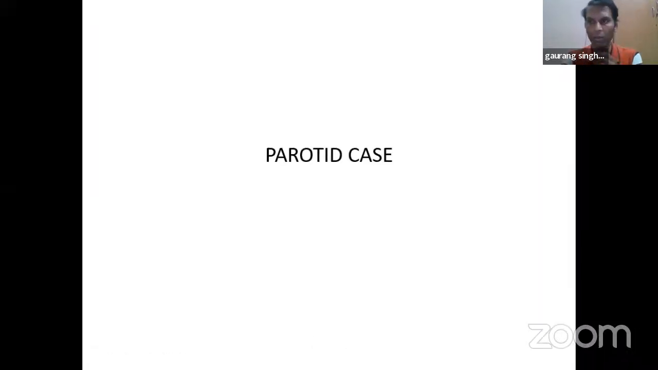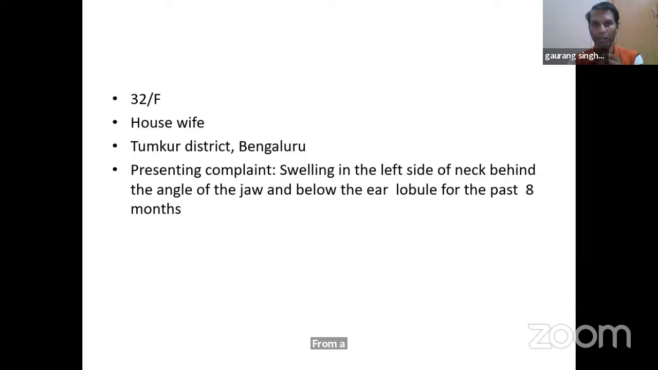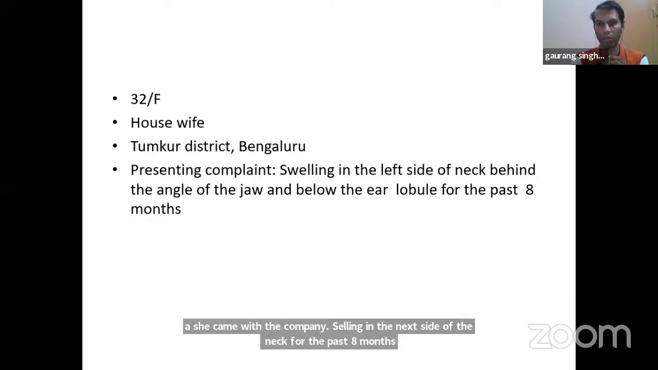Good evening, everyone. Today I'll be presenting a case on parotid. This is a 32-year-old female housewife from Tumkur district of Bangalore. She came with a complaint of swelling in the left side of the neck for the past 8 months, behind the angle of the jaw and below the ear lobule.